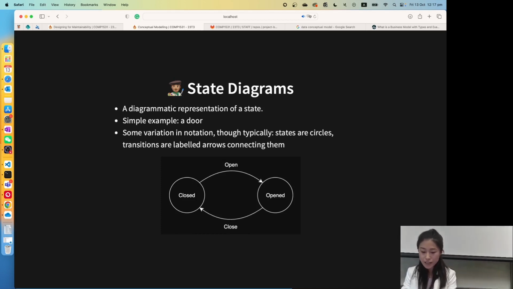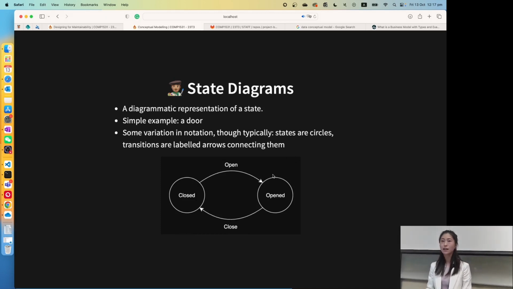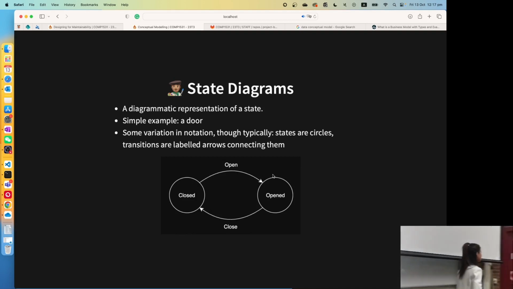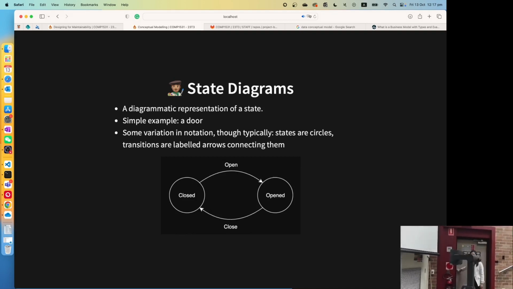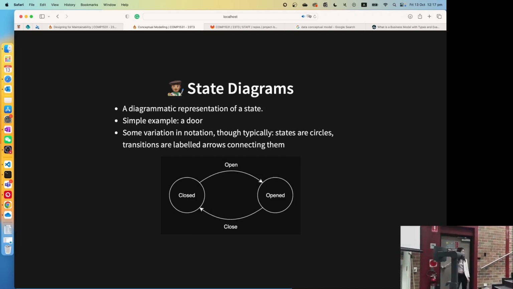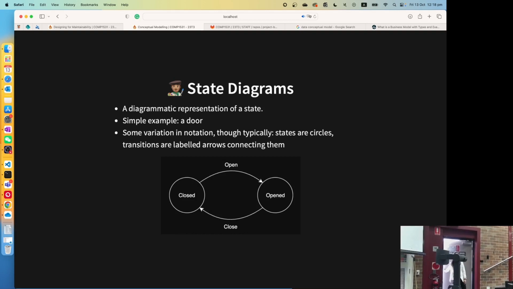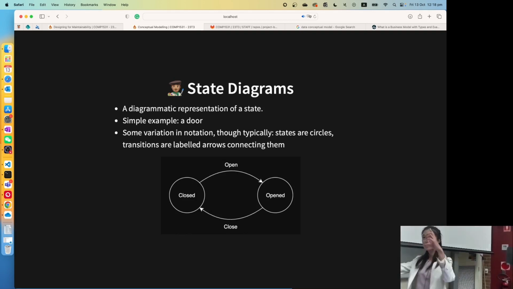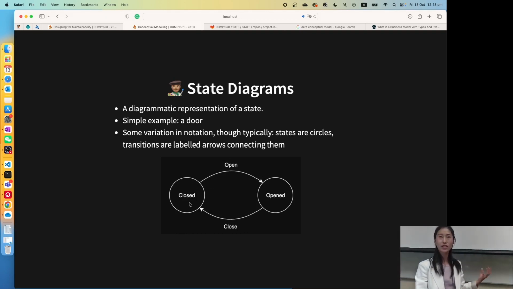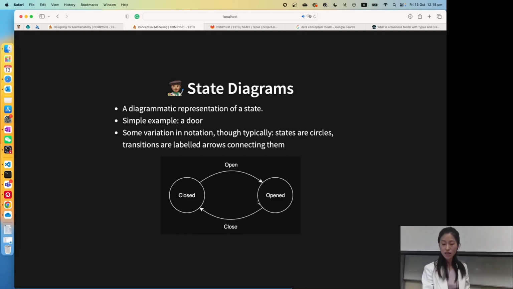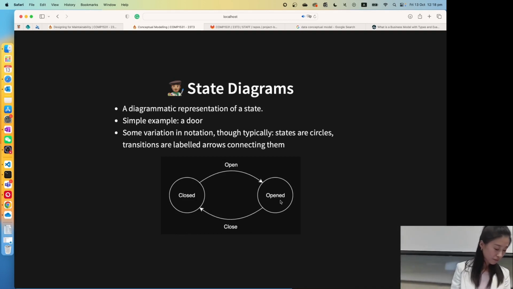Yep. So here's an example: we have a door. Now the state of this door is closed. And if we push this handle, now the state of this door changes to open. Right? So these are the different states of this door. So we can capture these states using circles. The circles represent the states, like whether it's closed or opened.